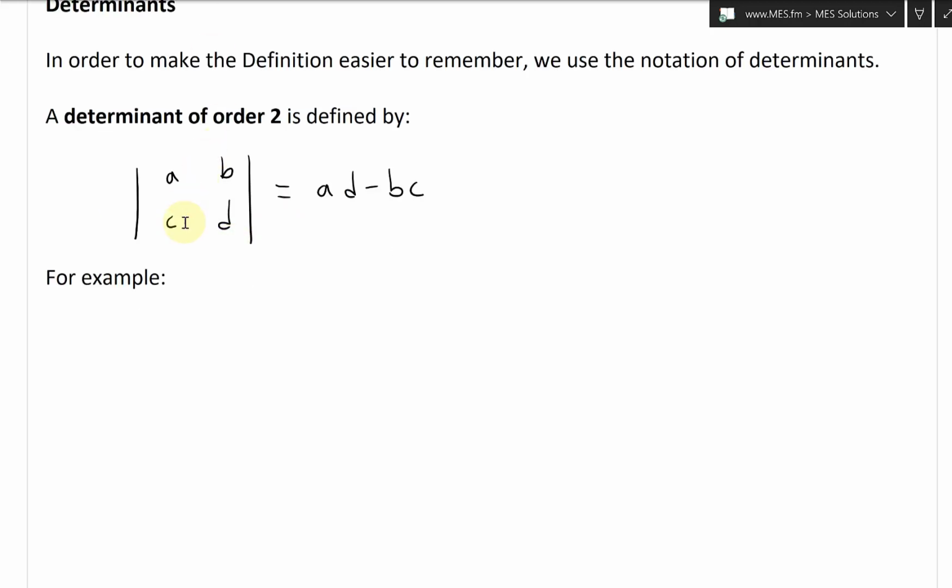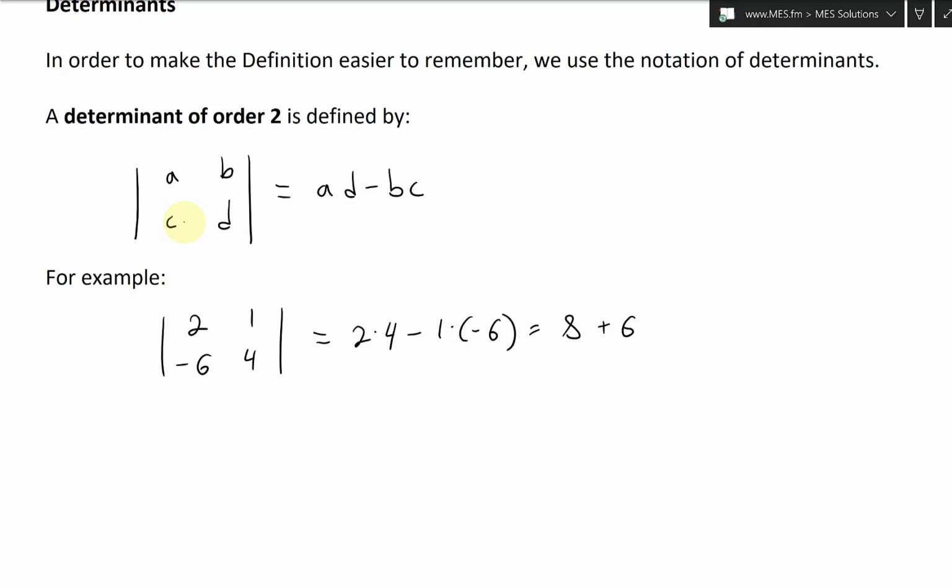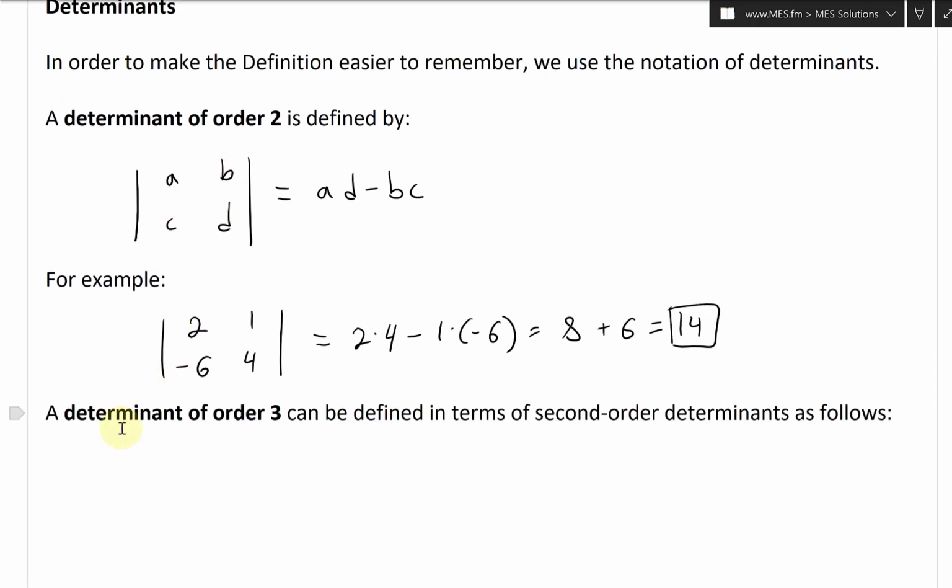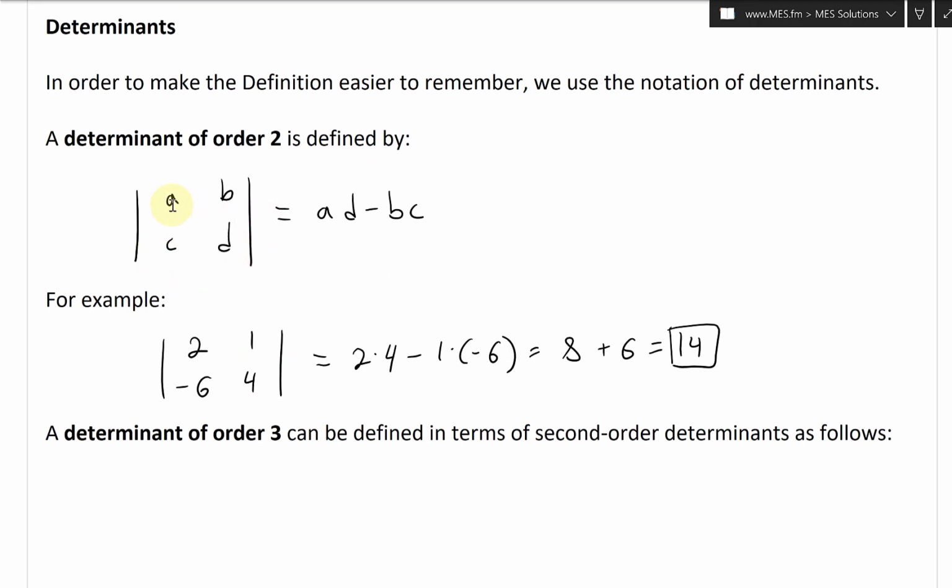For example, just to illustrate this, if we have this determinant 2, 1, and then negative 6, 4, this equals 2 times 4 minus 1 times negative 6. This equals 8 minus negative 6, that becomes plus 6. So this equals 14. So 8 plus 6 is positive 14. And now looking at a determinant of order 3, this was order 2, or 2 dimensions.